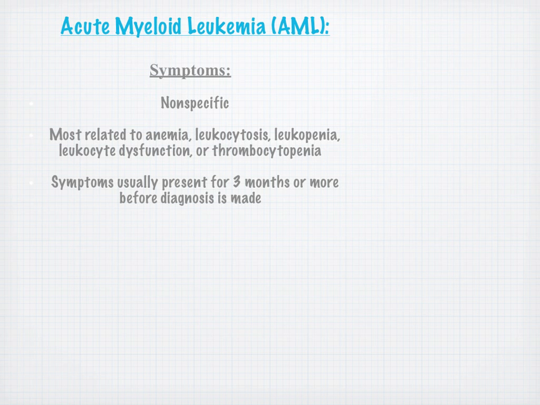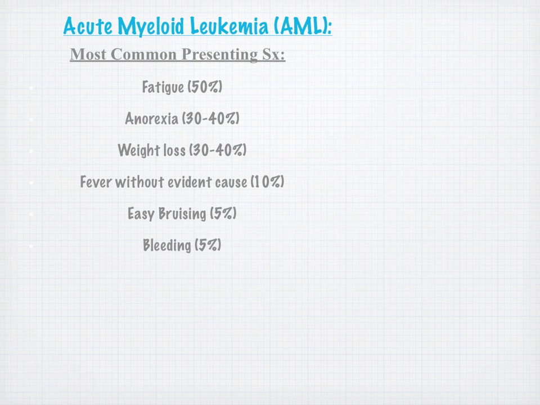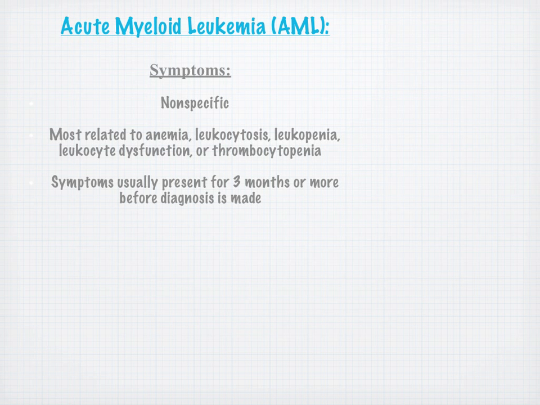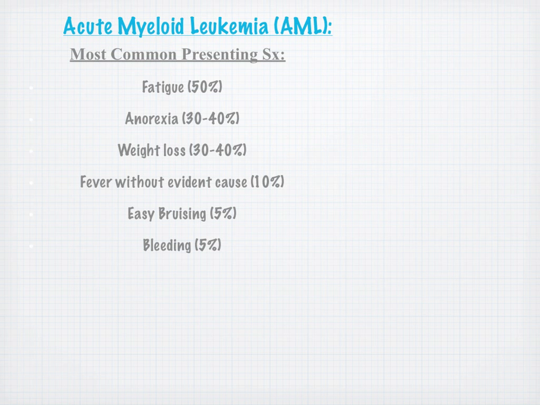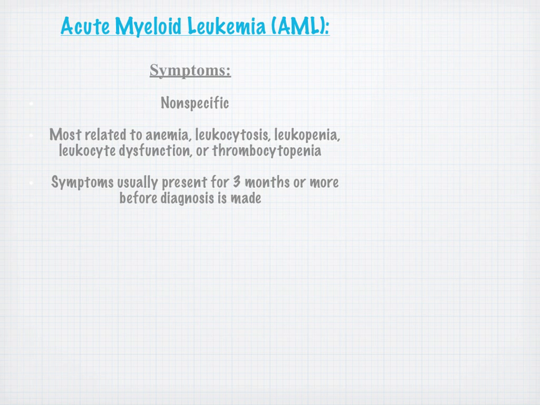And then the leukocytosis, leukopenia, and leukocyte dysfunction. What do we see there? We might see something that could be the fever without evident cause. So we might have had some sort of infection because we don't have anything to work with in terms of white blood cells or immune cells. And then thrombocytopenia, we have no platelets. Of course we're bleeding. All right. Symptoms are usually present for 3 months before the diagnosis is made.